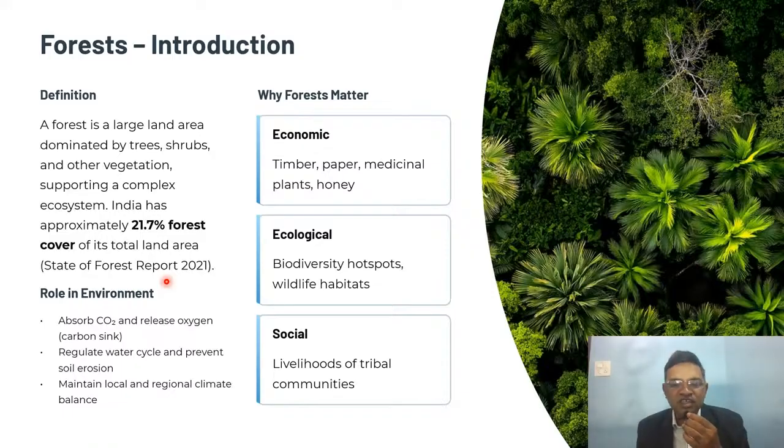So why does forest matter for us? It is important for economic, ecological and social reasons. Economically, it gives timber, paper, medicinal plants, honey, etc. Ecologically, it protects biodiversity hotspots and wildlife habitat. Socially, it provides livelihood for tribal communities. So this is the importance of forest, and that is required for us. Okay, then we'll go to the next slide.